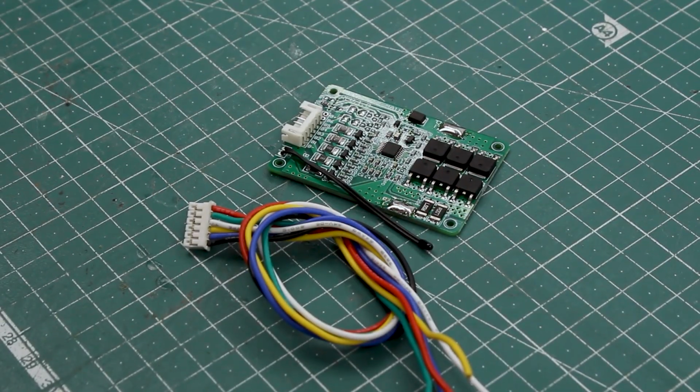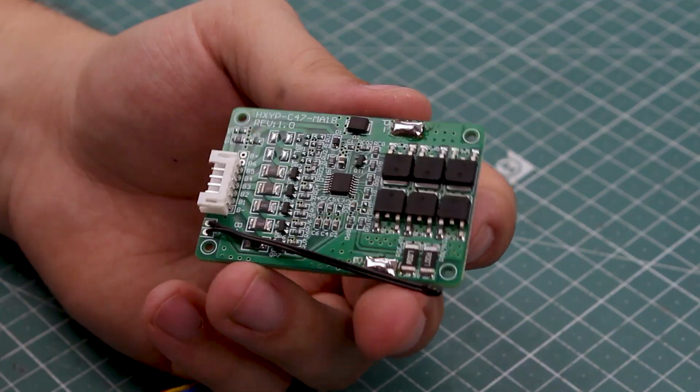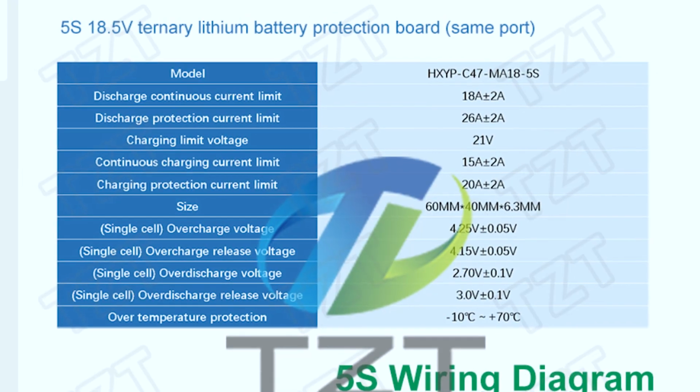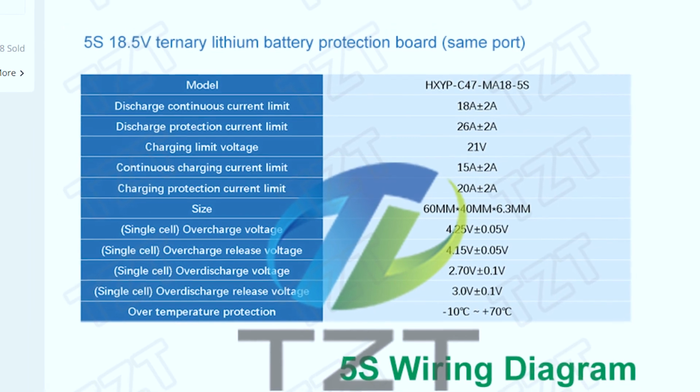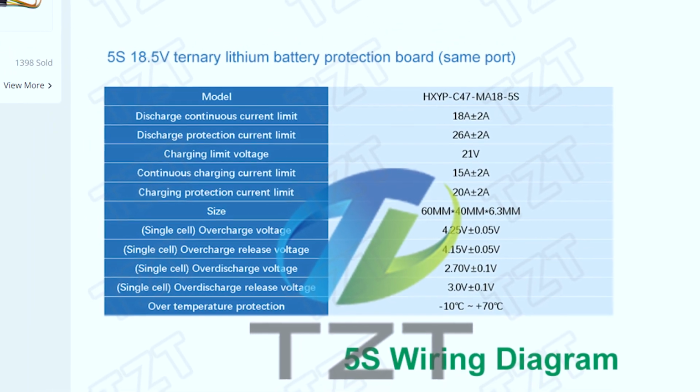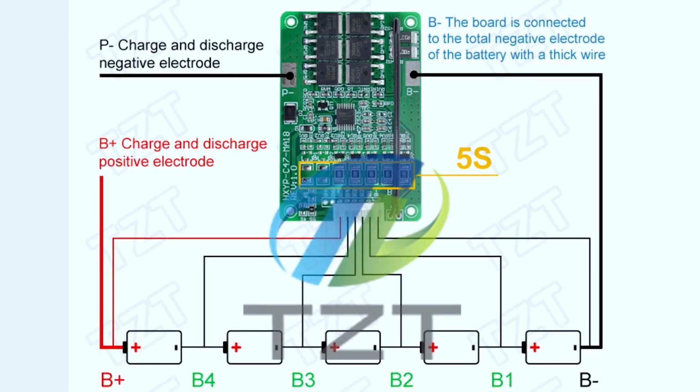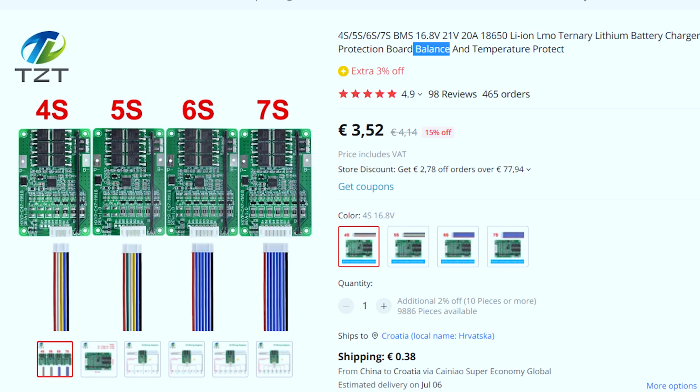Here comes the BMS, battery management system, to resolve all of these issues. The one that I got has overcharge, over-discharge, overcurrent, and temperature protection, while also balancing the cells. Not all of these boards come with a balancing feature, so make sure to double check before ordering.